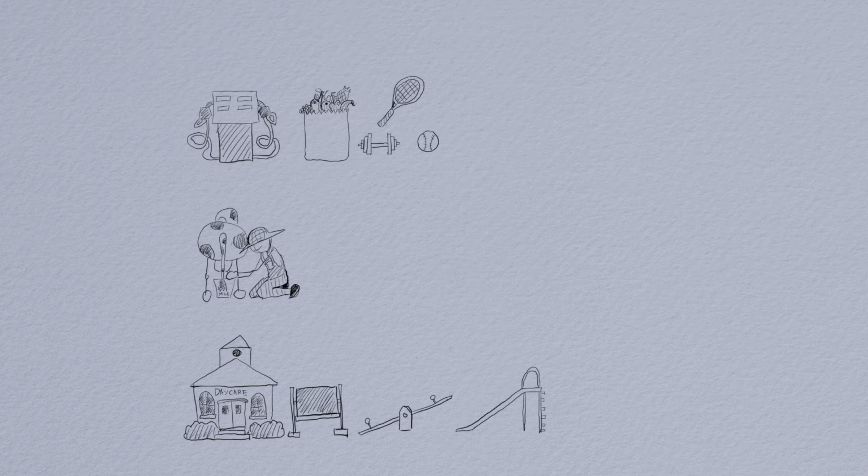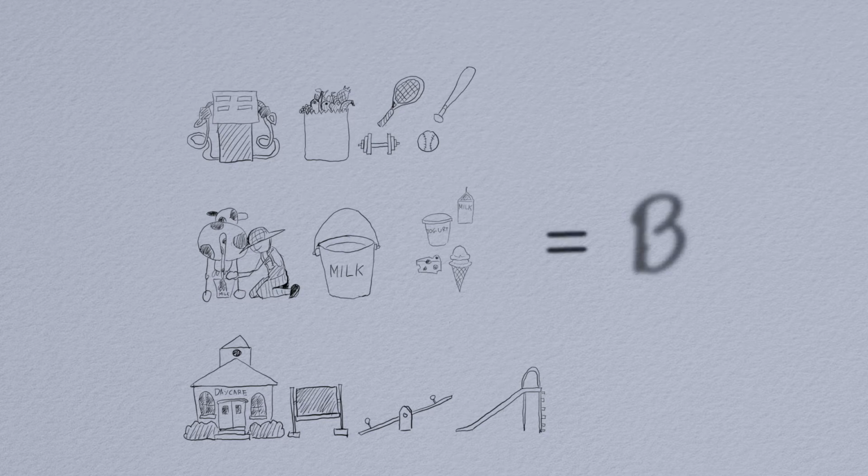So that benefit, if you go back to our examples, is the benefit to consumers, for instance, of being able to purchase gasoline or groceries, the benefit to farmers of having some processing done of their agricultural product, or the benefit to parents of having daycare services. Okay, so that's the benefit.